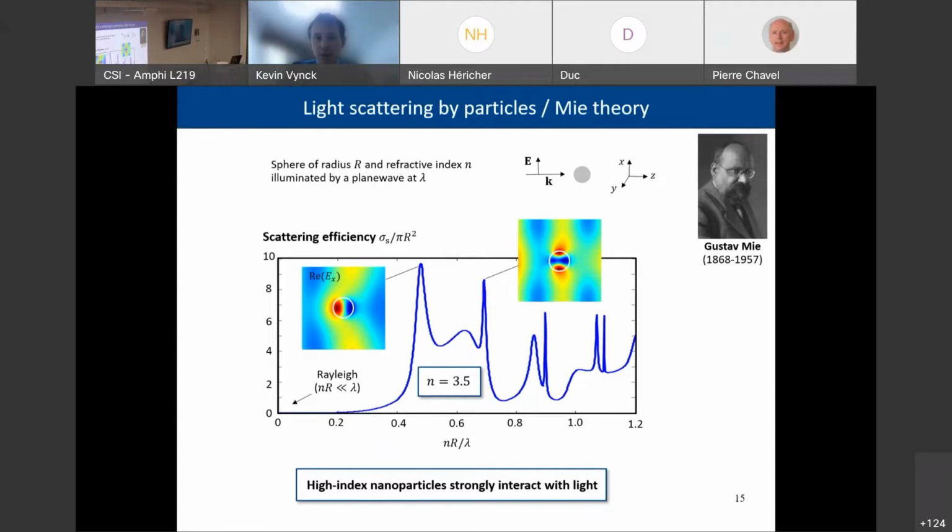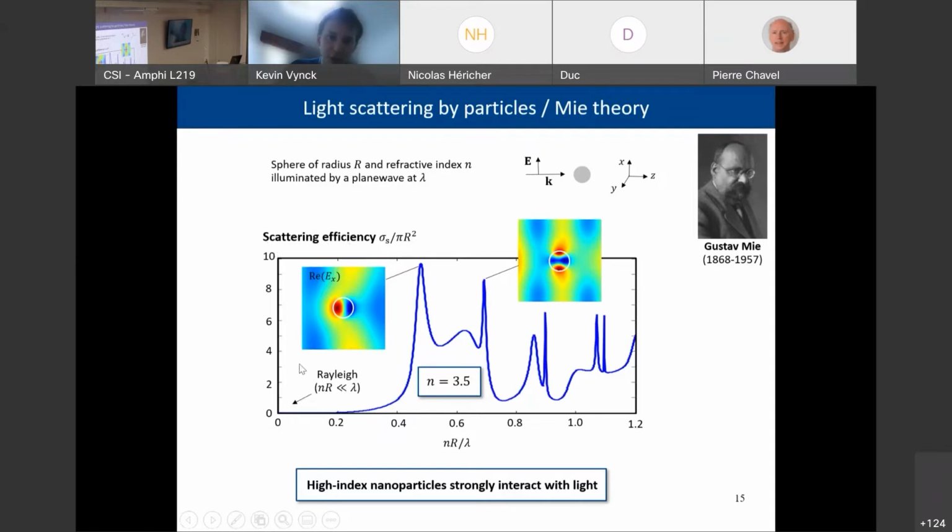So this would be pi r squared. And since this is a coherent process here, the actual scattering process can make the particle effectively much larger. So you can have a very strong interaction of light with high index particles.